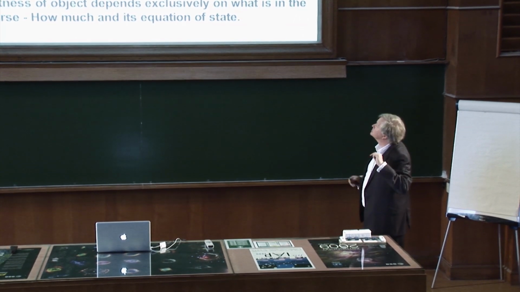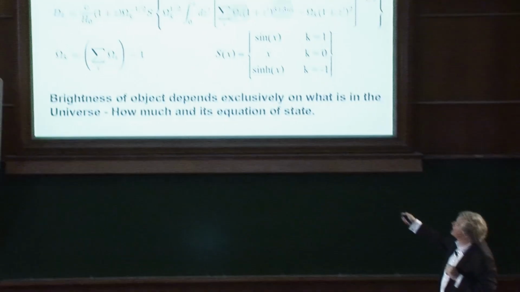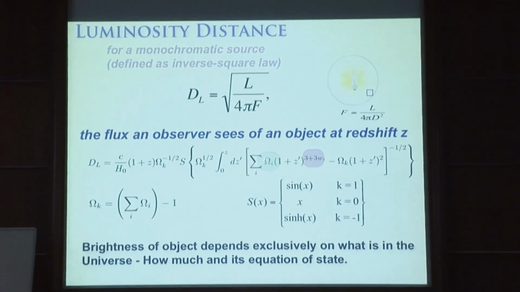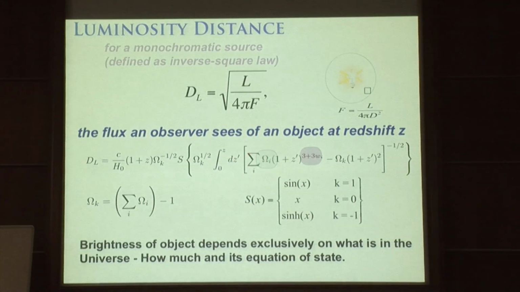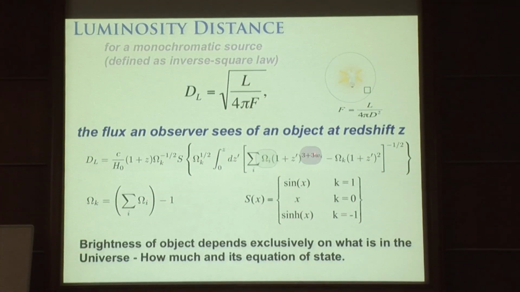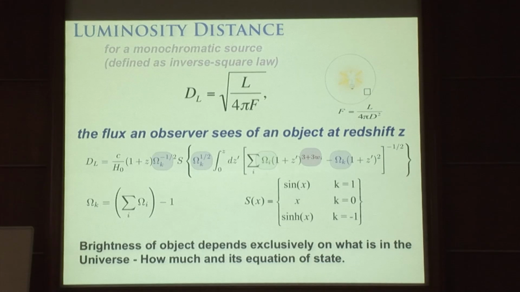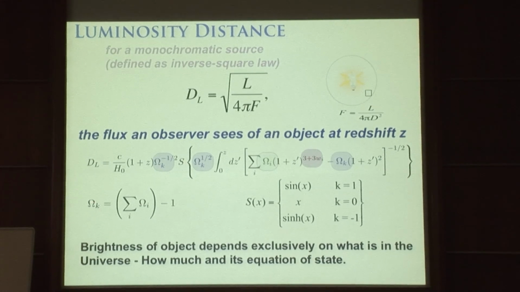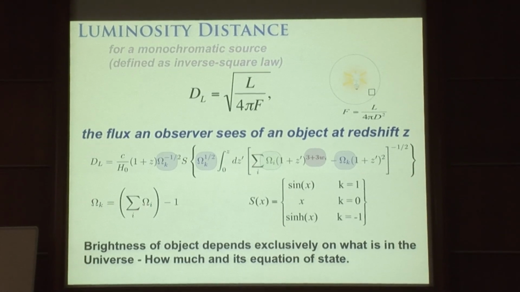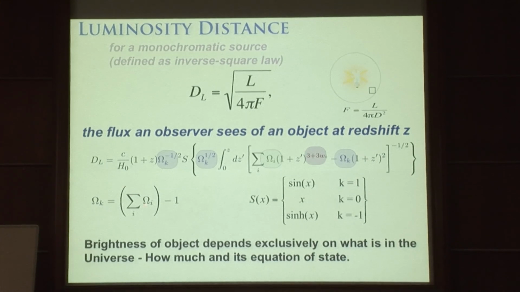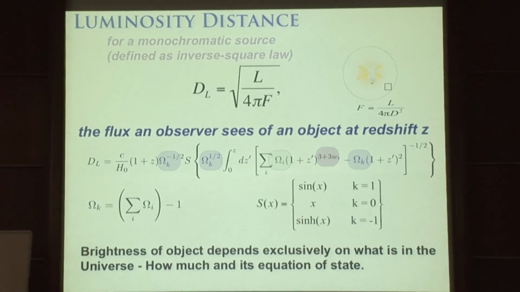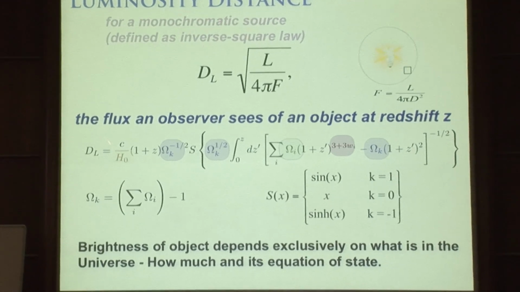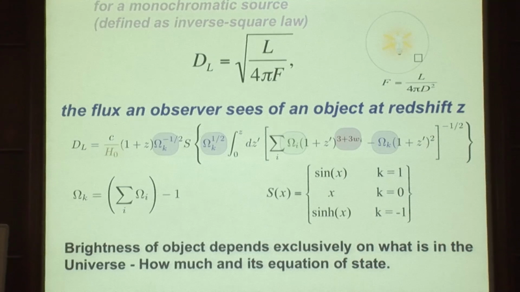So let's look at this equation. Inside this integral, we have all the different species of matter and how much there is relative to the critical density and their equation of state. We also have to worry about curvature, but remembering that curvature is just the sum of all of the densities of matter relative to the critical density minus 1. And then we have the Hubble constant out front, and that's just an overall scaling thing.